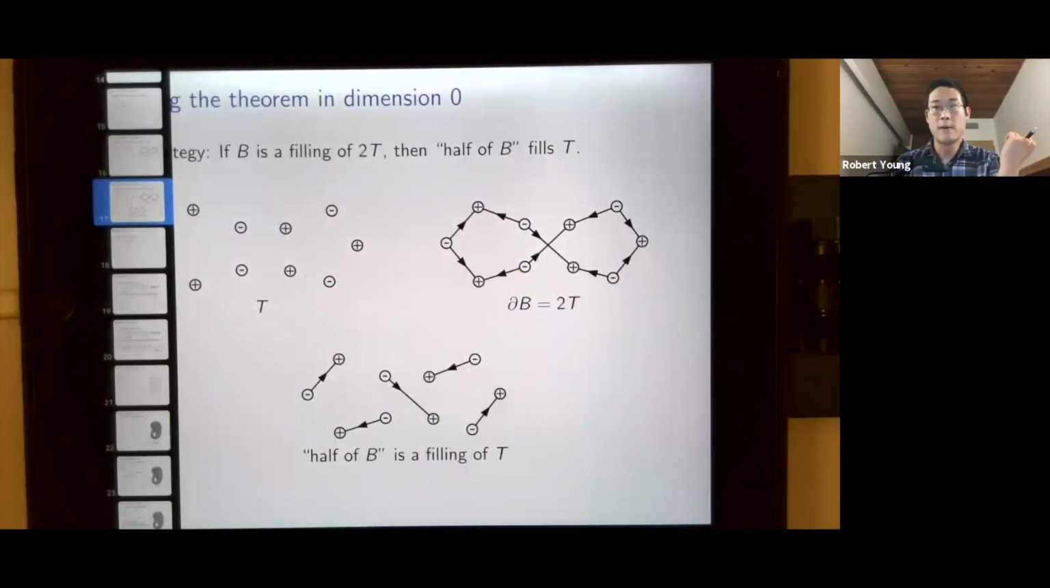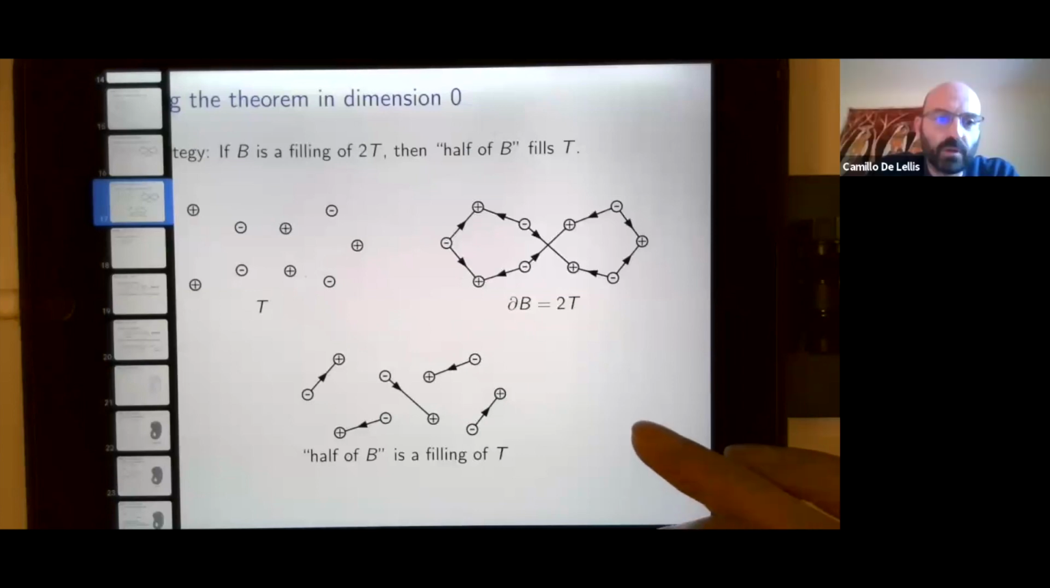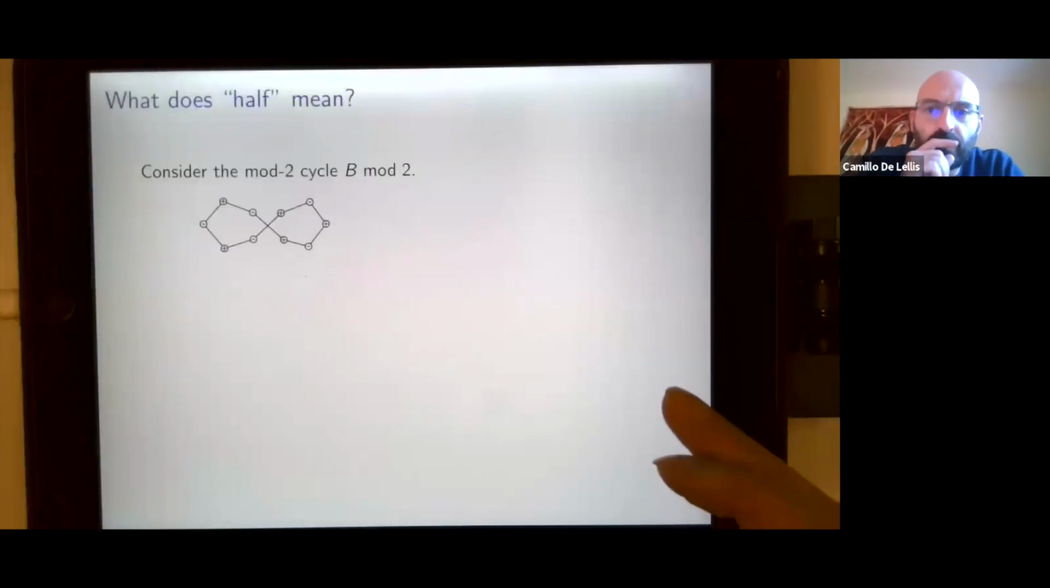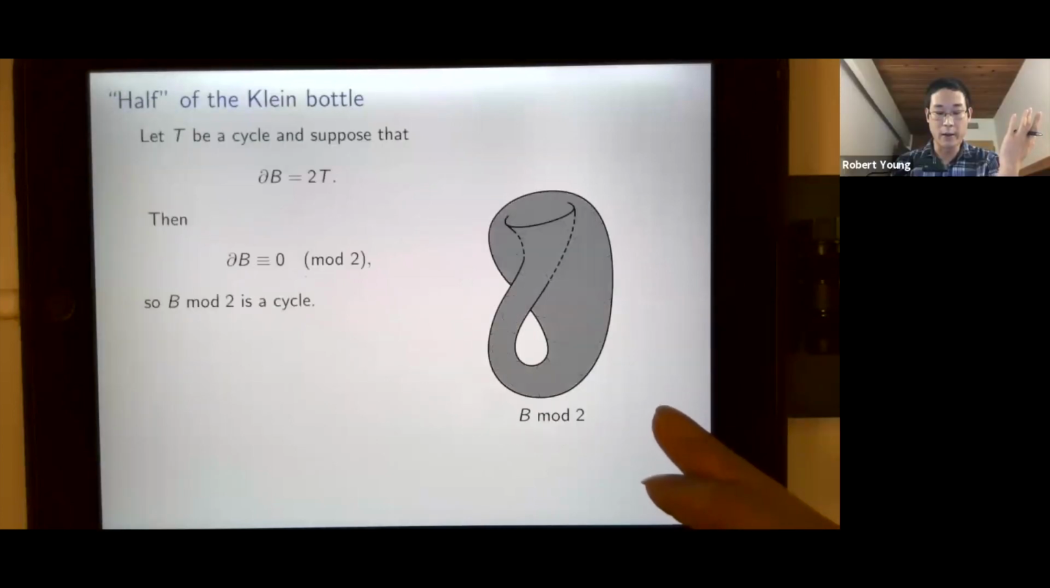Right. Okay, it doesn't get more complicated than that. Okay. So in 0 dimensions, you have sharp equality.